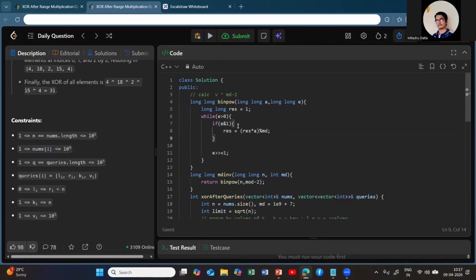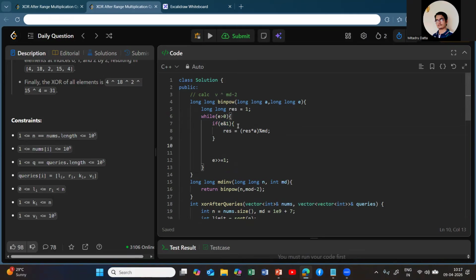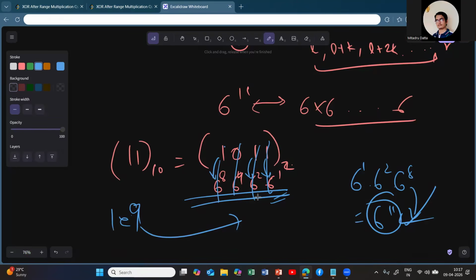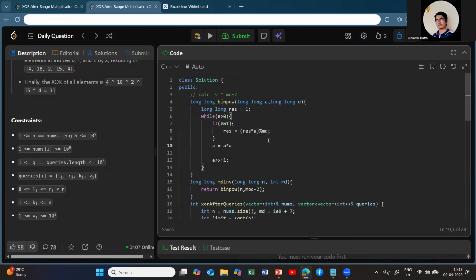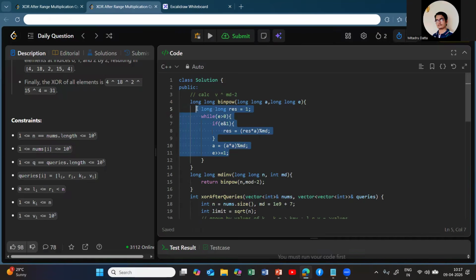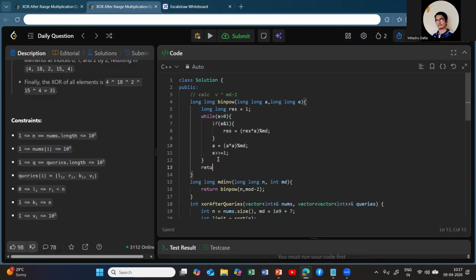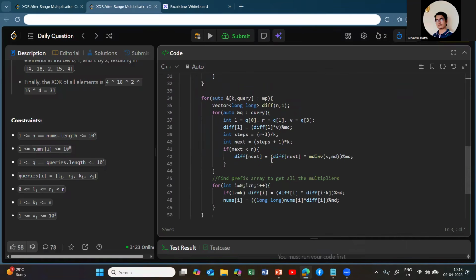And otherwise, for every step, you just do A equal to A into A. It will ensure that you are doing 6 square, 6 power 4, 6 power 8. These values you are just calculating no matter what. So for every step you are calculating values, and you are also shifting this exponent. At the end, you just return result. That is all you have to do. You just calculate v to the power mod minus 2, which is nothing but v inverse.